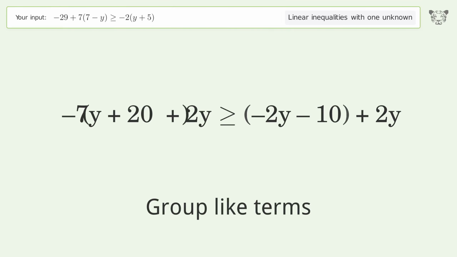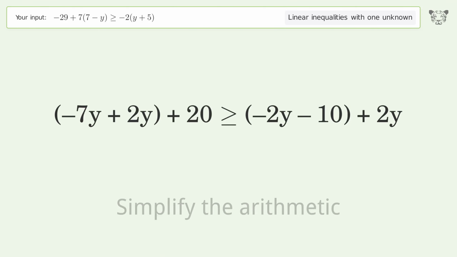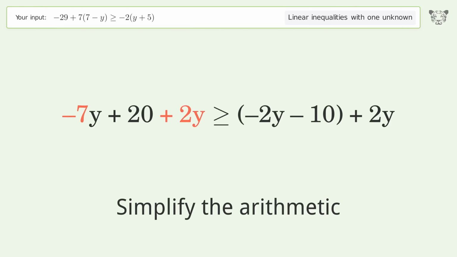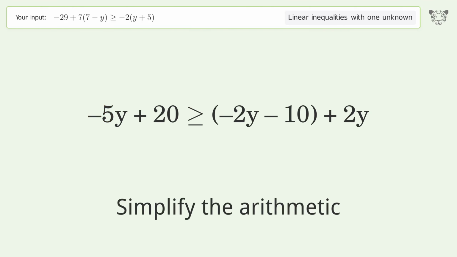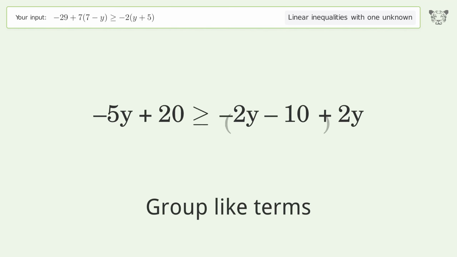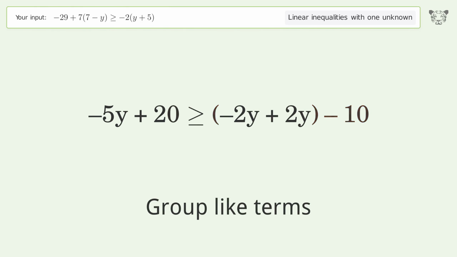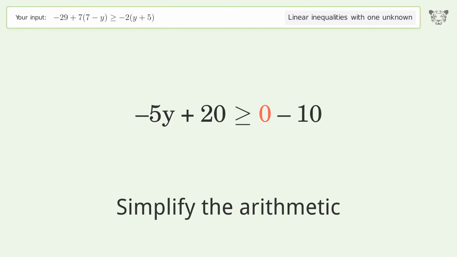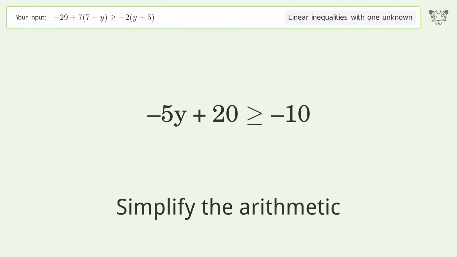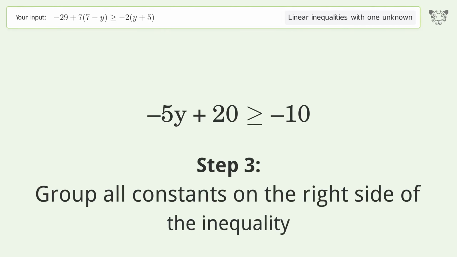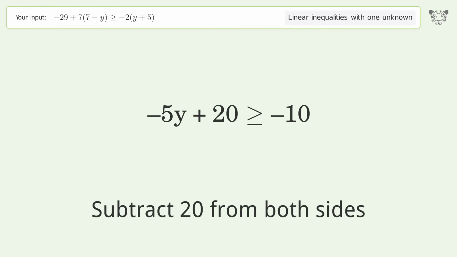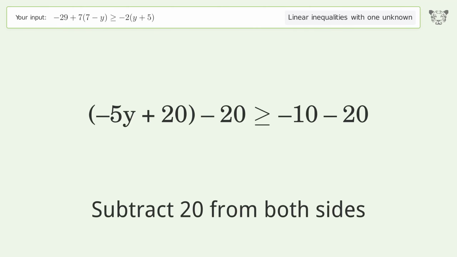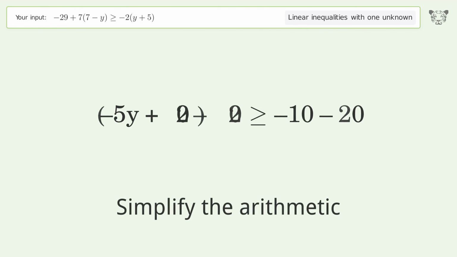Group like terms. Simplify the arithmetic. Group like terms. Simplify the arithmetic. Group all constants on the right side of the inequality. Subtract 20 from both sides. Simplify the arithmetic.